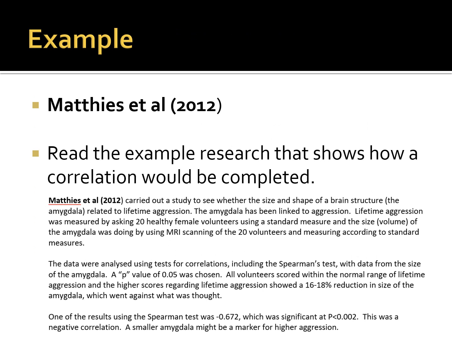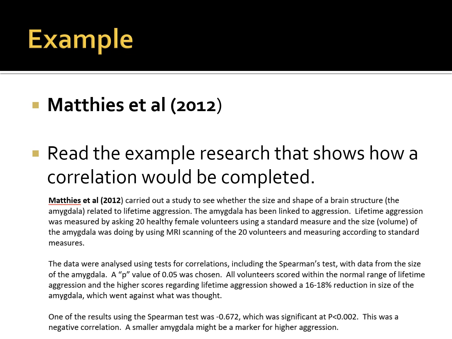So if you have a look in your booklet, you can see an example by Matthews et al. in 2012. What I'd like you to do is just read through that example as it gives an idea of how correlation would be completed. This correlation in particular uses MRI scanning and lifetime aggression scores. So remember, when a correlation is done, it uses another research method to gather the data on the covariables.